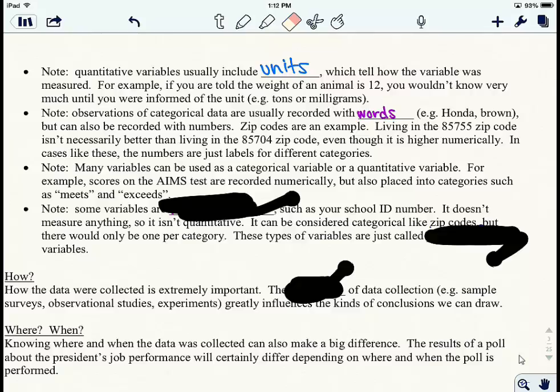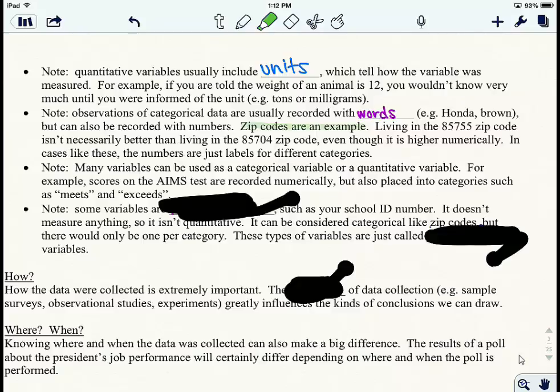But they can also be recorded with numbers. Zip codes are an example. Living in 85755 zip code isn't necessarily better than living in 75704 zip code, even though the number is higher. It's just another name. Okay, it's just another label for a different category.